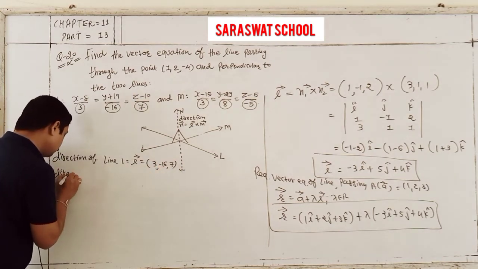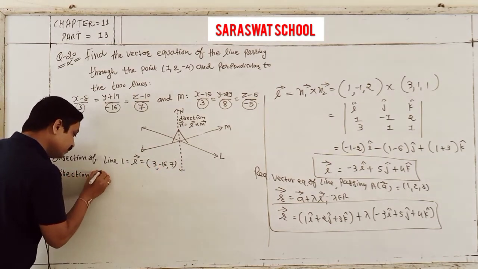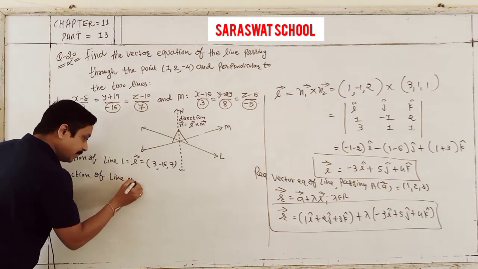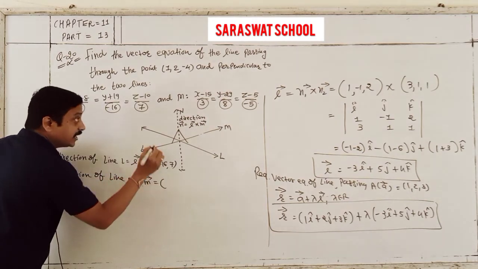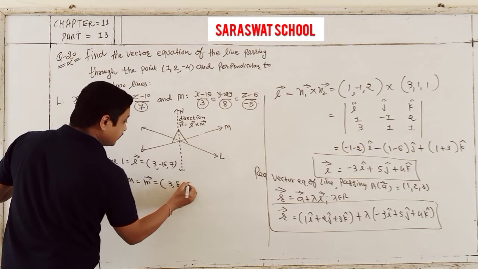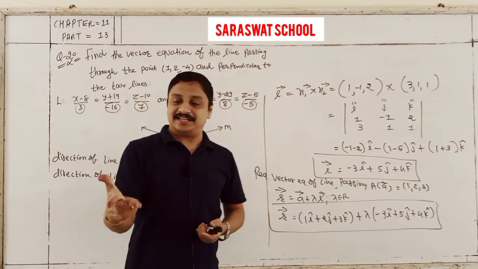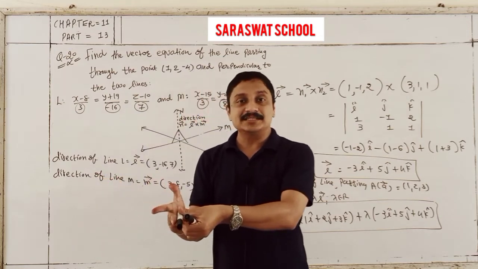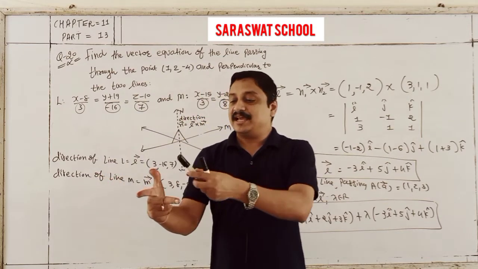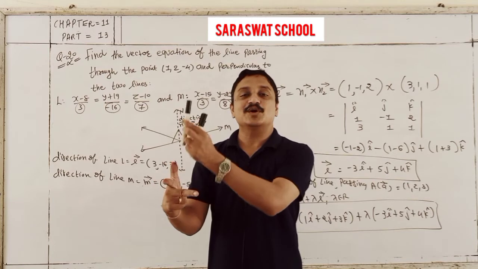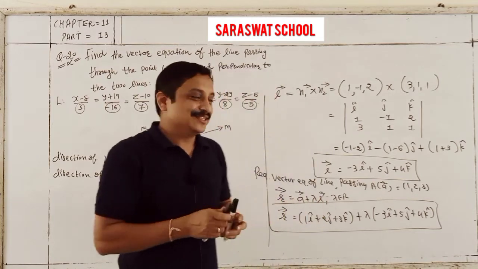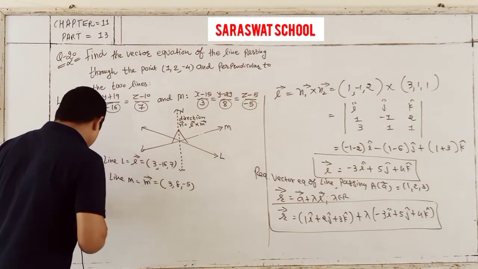Similarly, the direction of line M is (3, 8, -5). Now I want a third direction perpendicular to both the L direction and the M direction. This direction is perpendicular to both, so I will use the cross product. So the direction of the line perpendicular to L and M.